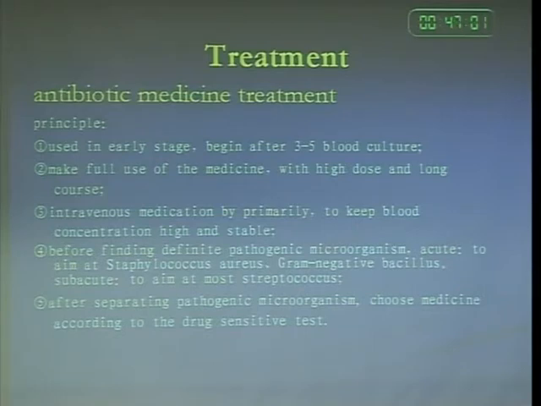Blood culture is one way we can find the microorganism. The other way is the drug test. The drug test can provide evidence and a guideline on how to choose the antibiotic. So according to the drug-sensitive test, we choose an antibiotic for the infective endocarditis. It can save some money and save time for patients.